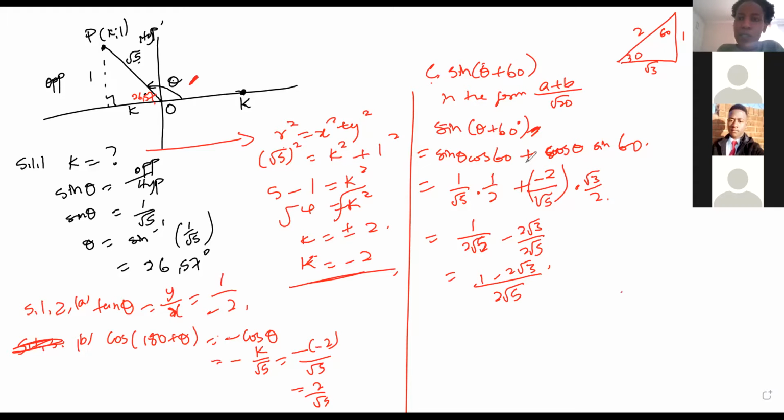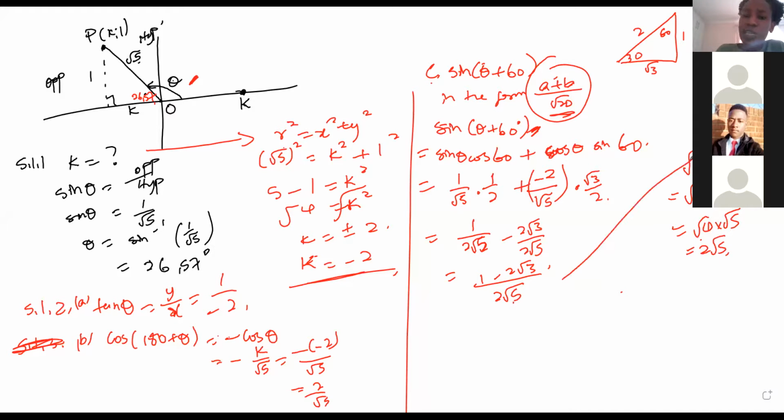Okay, so they said we must write it in this form, right? So you must have A and B and root 20 underneath. So if you look at 2 root 5 and root 20, root 20, remember, is the same as root of 4 times 5, which is root 4 times root 5, and root 4 is 2. So you see then 2 root 5 is the same as root 20. Therefore, we have 1 minus 2 root 3 over root 20, because they wanted us to write it in this form. So that is that one.